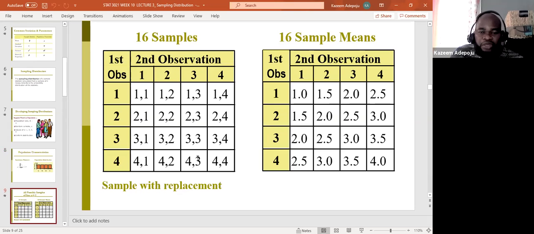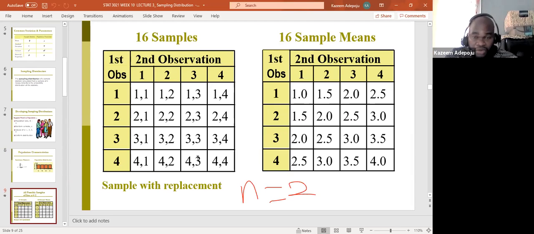Now, if I have 4 people, and I want to take a sample of size 2, I'm not interested in all the 4 people. I'm only interested in 2. I need to first consider sampling with replacement. What is going to happen if I'm sampling without replacement?